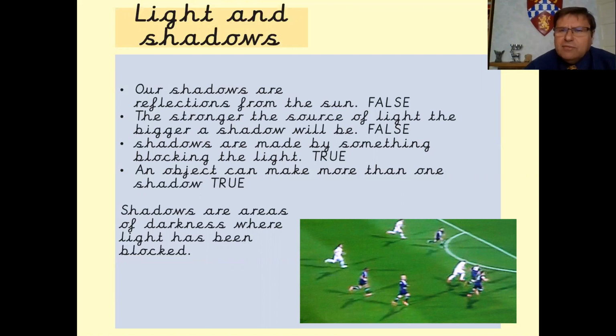An object can have more than one shadow. Well, if you look at the picture below of a football match, as you can see, there are 4 different light sources here, 4 very big pylons with floodlights on, and they're causing each of the players to have 4 different shadows. So yes, you can have more than one shadow of an object, because shadows are areas of darkness where the light has been blocked.